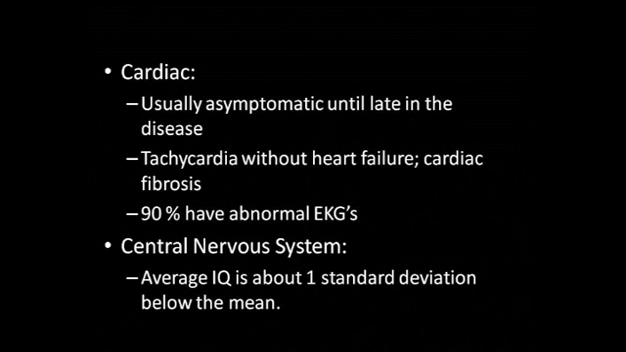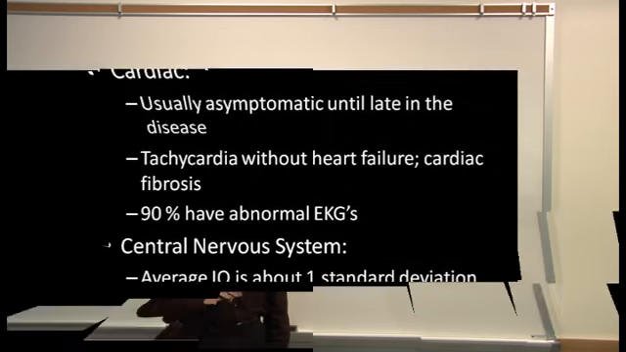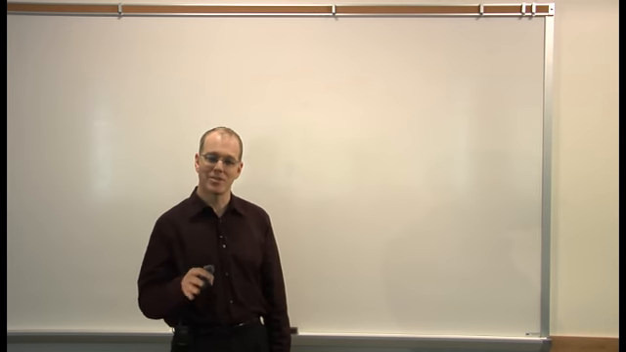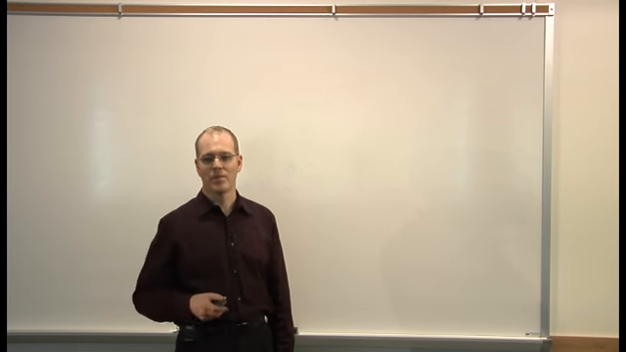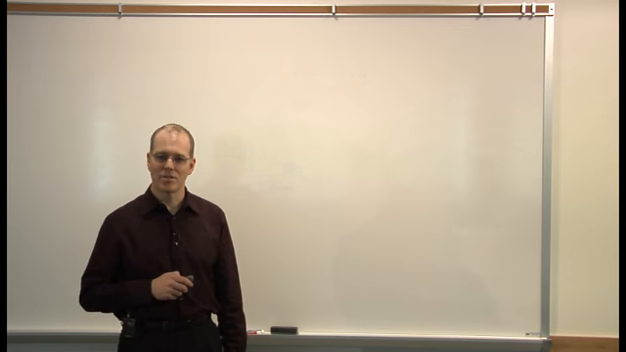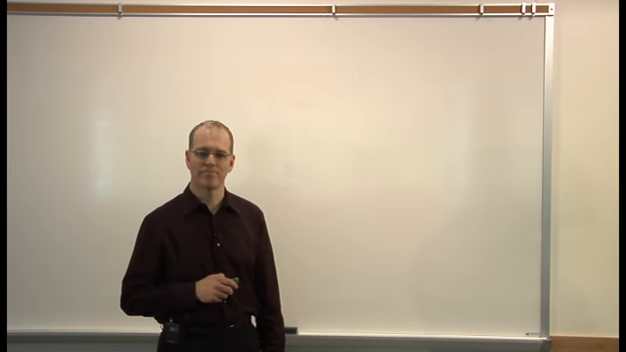unique or unusual feature is that the IQ is about 1 standard deviation below the mean. It's not known why this genetic abnormality that affects muscle should lead to a lower IQ. Okay, but it's something that has been observed.